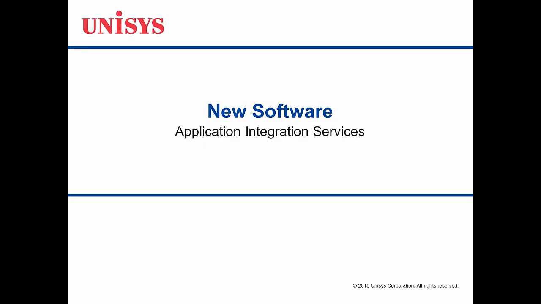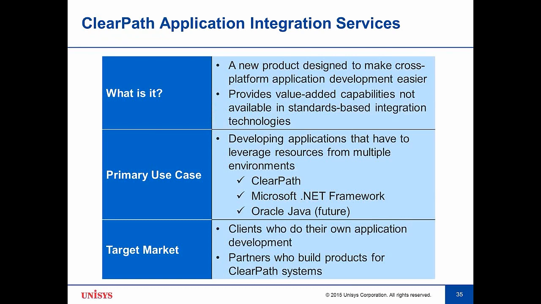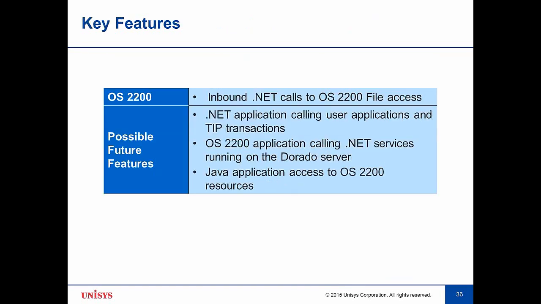With this launch, we'd like to introduce you to a new software product called Application Integration Services, AIS, that's coming soon to OS 2200. AIS is a new product designed to make cross-platform application development much easier. In the initial release, AIS will allow inbound .NET calls to OS 2200 file access, and we're planning on many new features for AIS in the future.